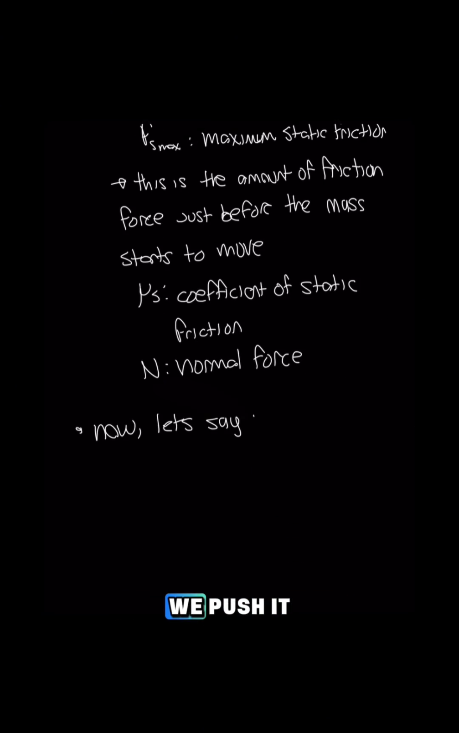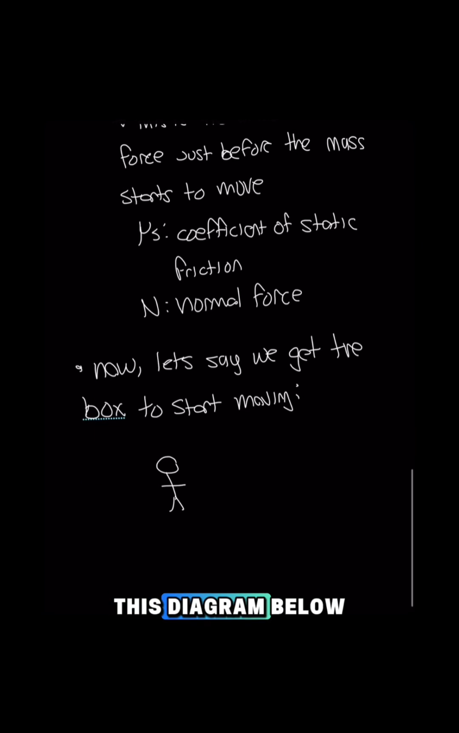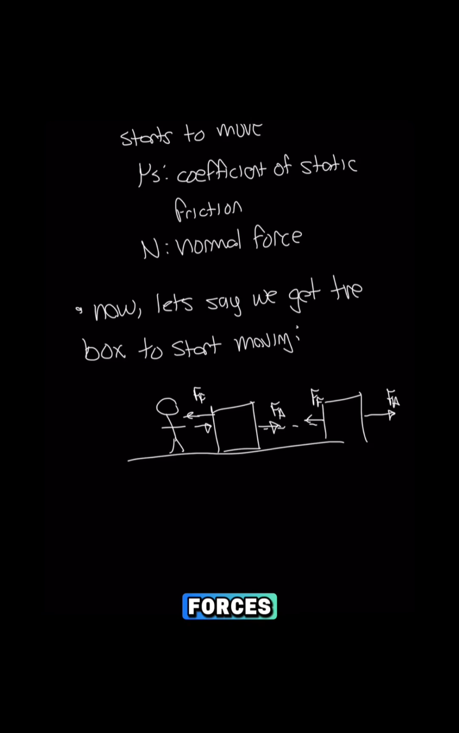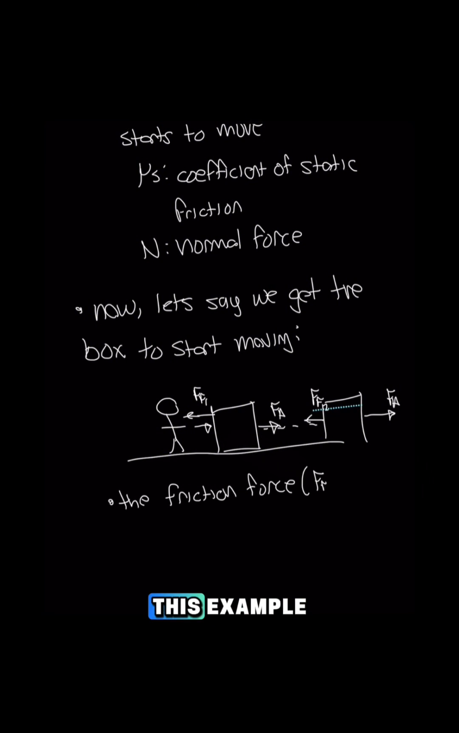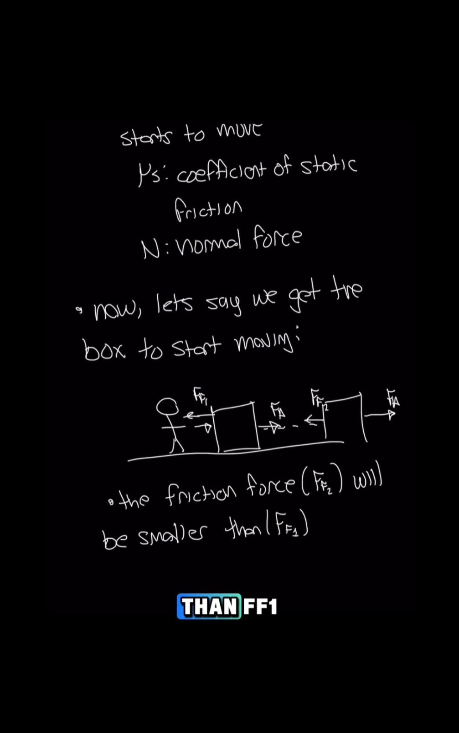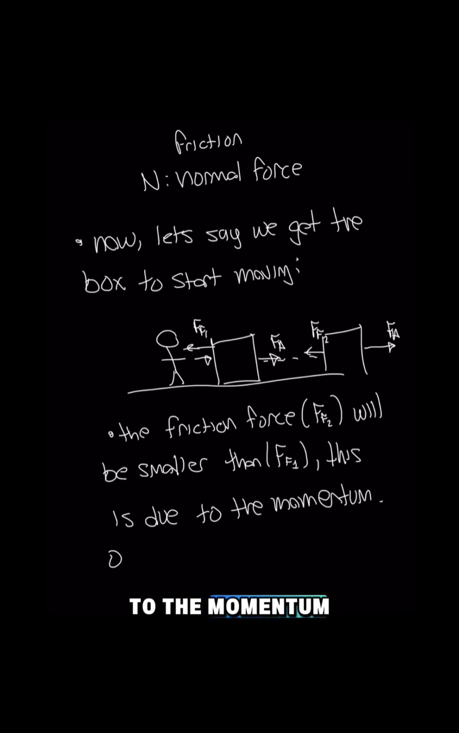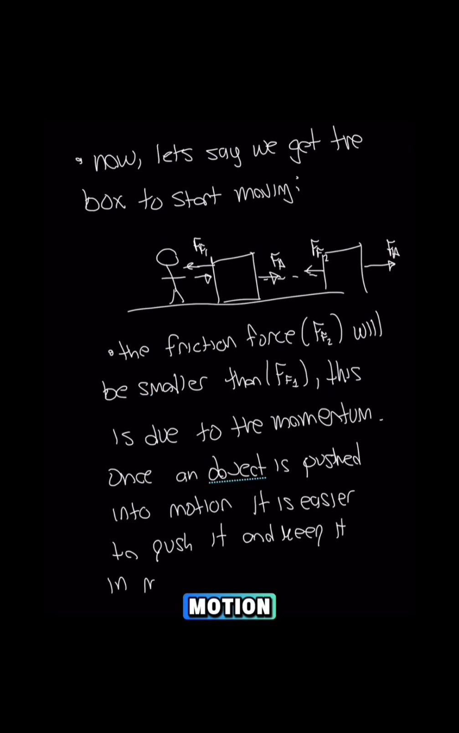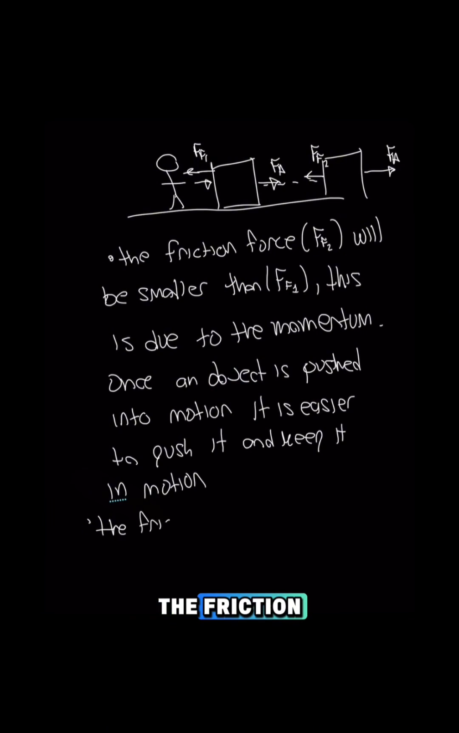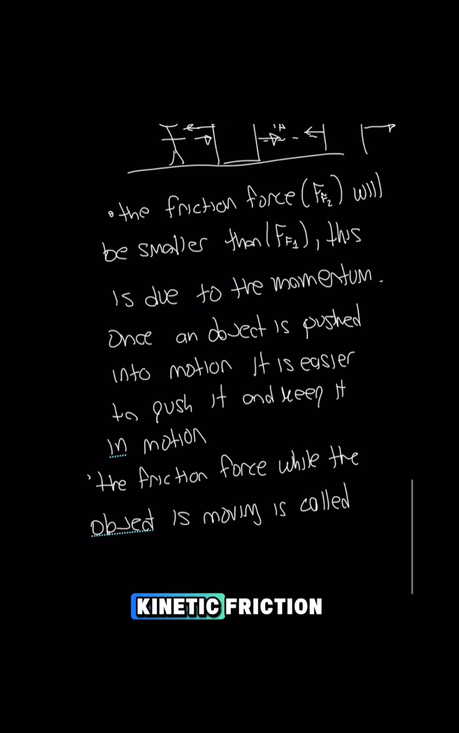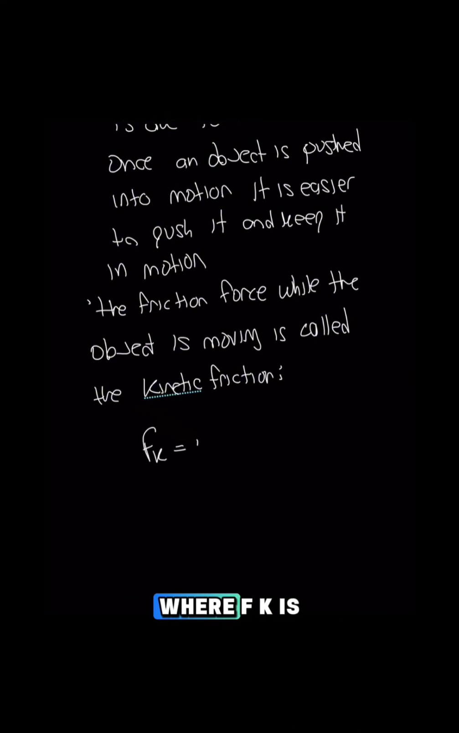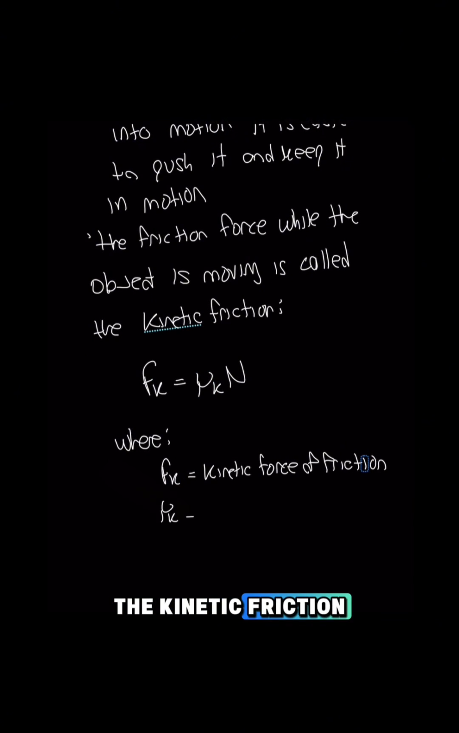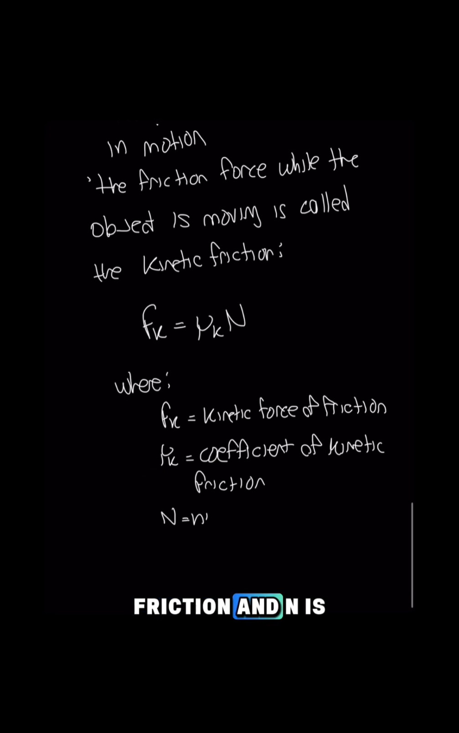Now let's say that we push it enough for it to start to move. This diagram below just shows the box actually moving, and we can label two friction forces, Ff2 and Ff1. So in this example, Ff2 will be smaller than Ff1, and this is due to the momentum. Once an object is pushed into motion, it's easier to keep it moving, if you've ever noticed that in real life. The friction while the object is moving is called the kinetic friction, and it's given by this equation here, where Fk is equal to mu_k N, where Fk is just the kinetic friction, mu_k is the coefficient of kinetic friction, and N is just the normal.